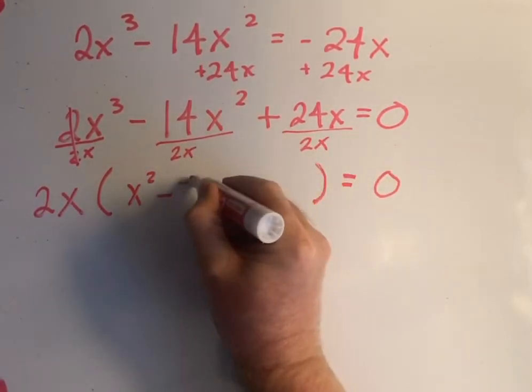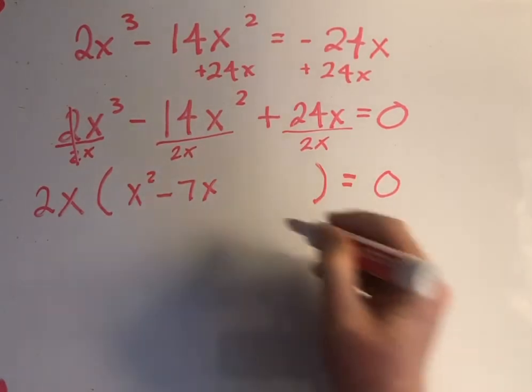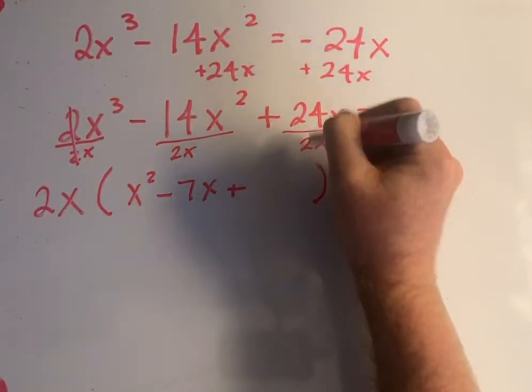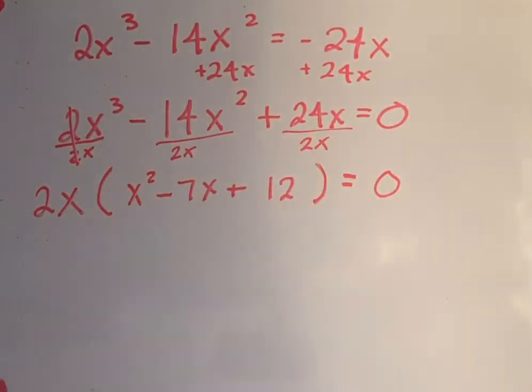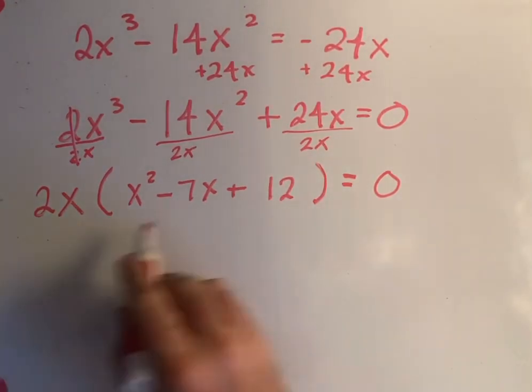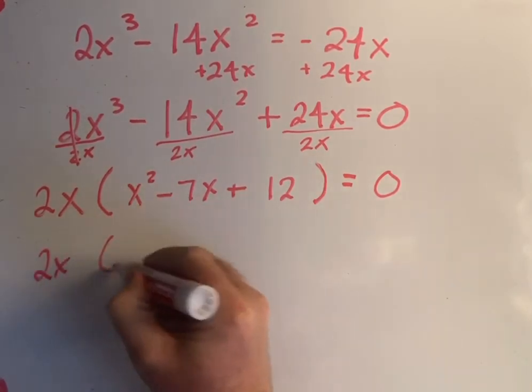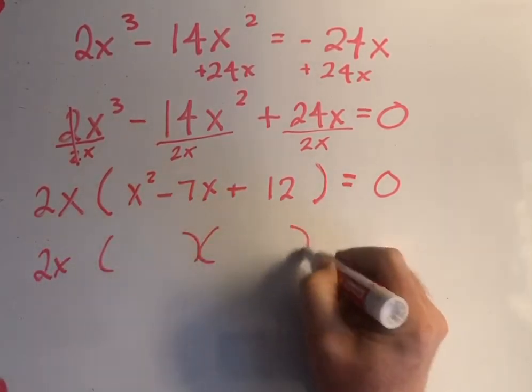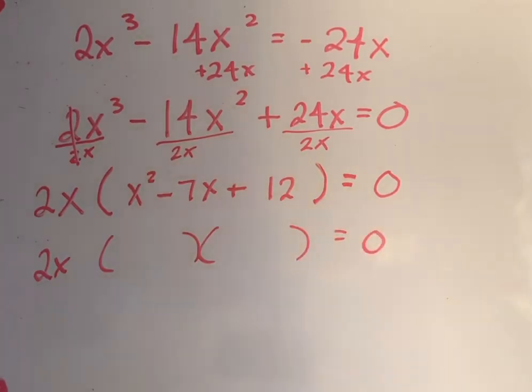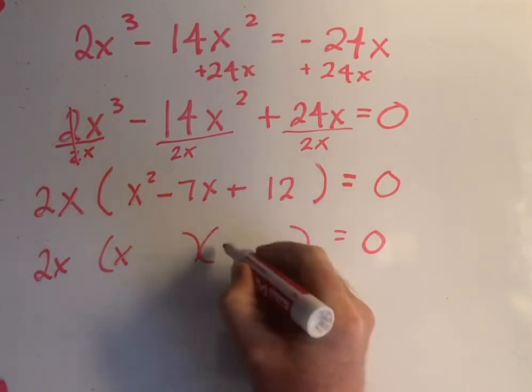Then those 2's cancel, and that leaves me with x squared minus 7x plus 12. Now I have to factor this. So I have 2x, and then I break it into 2 parentheses, equals 0. This is one of those problems that has an x in each one.